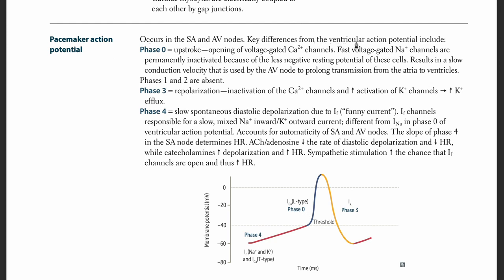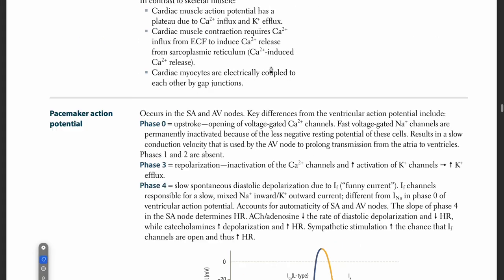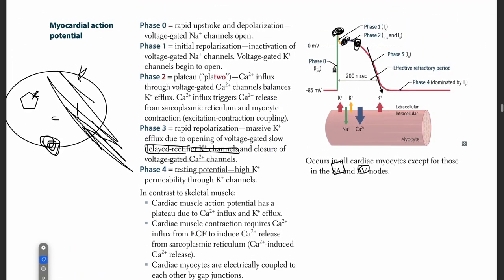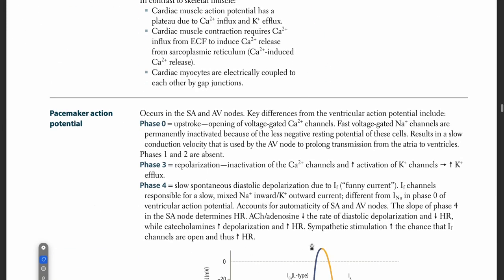Key differences from the ventricular action potential include phase 0, the upstroke: opening of voltage-gated calcium channels. So here phase 0 is about calcium. There is no sodium involved until phase 4. It's all about calcium and potassium. Here you'll have sodium funny channels, but here you have calcium. Important to remember that. Here it was about sodium, here it's about calcium.